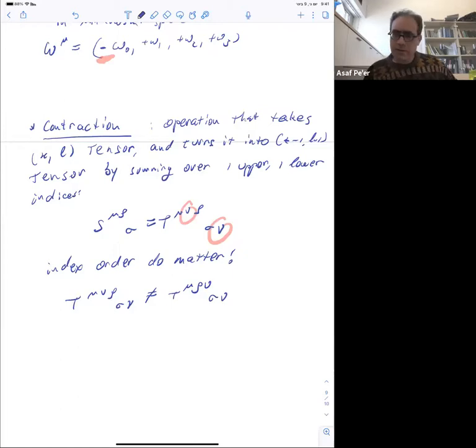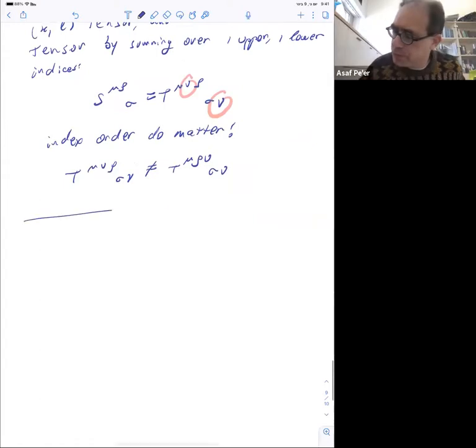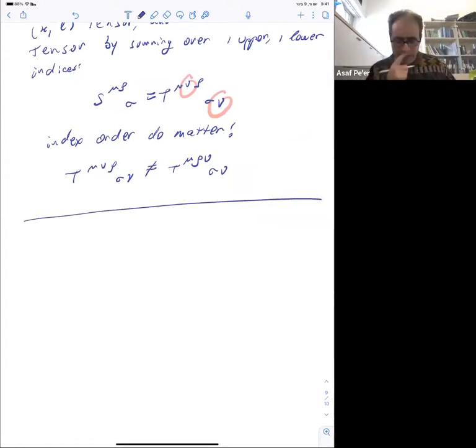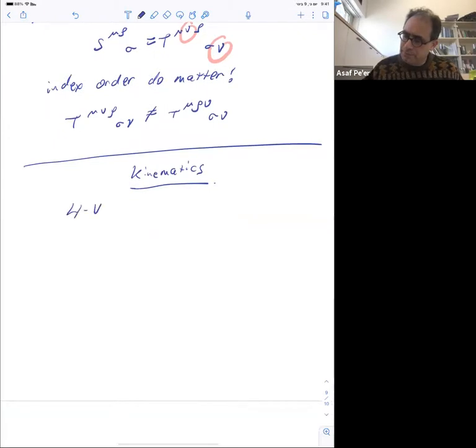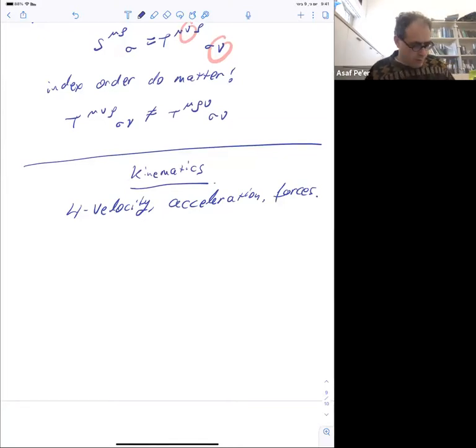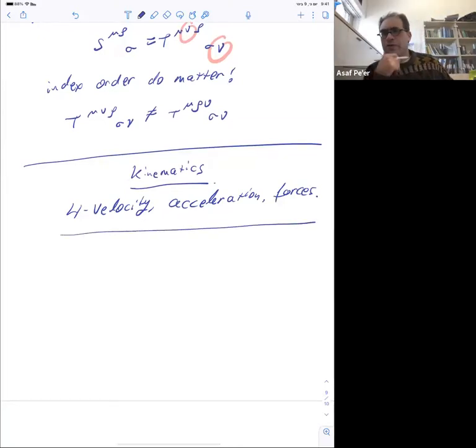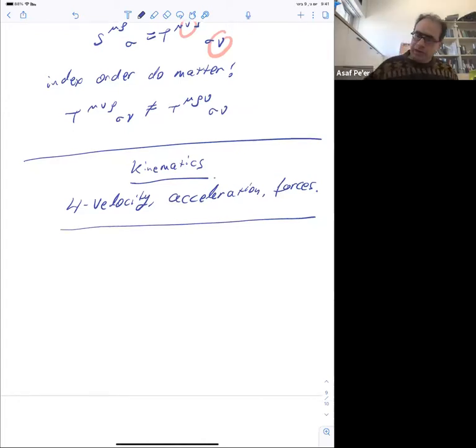No. Okay. But now we're going back to physics. We're starting with kinematics. So let's start by defining velocity, acceleration, and forces. Kinematics means that we're interested in describing the motion of a particle.